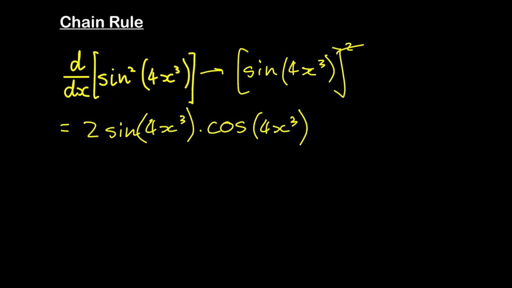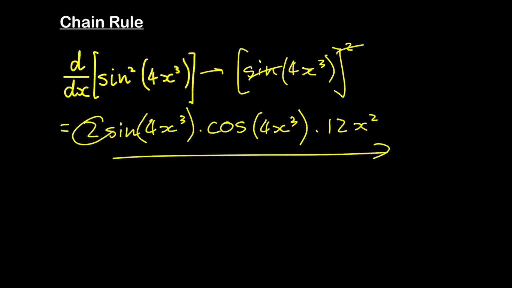4x cubed, and then once again we have another chain rule integrated in, and so now we've gotten rid of that. So the outermost function is now this 4x cubed, so we times by 12, because 4 times 3 using the power rule is 12x squared. And once again, you can simplify that. And obviously this 2 and this 12 will become 24.